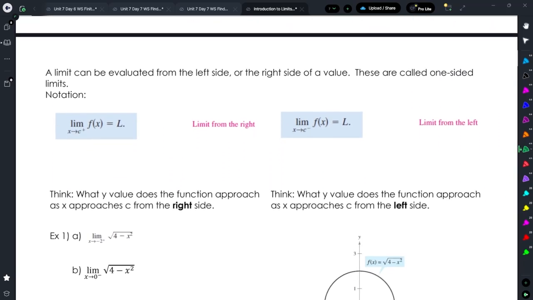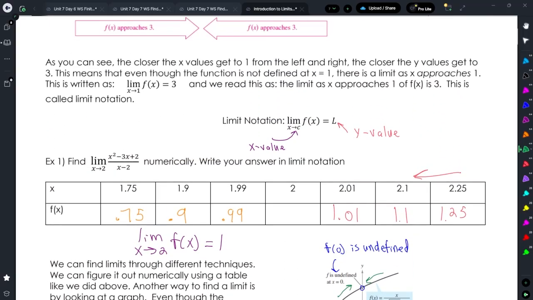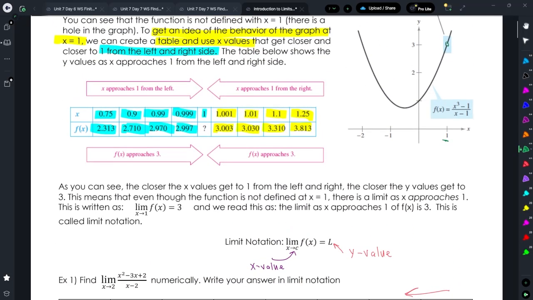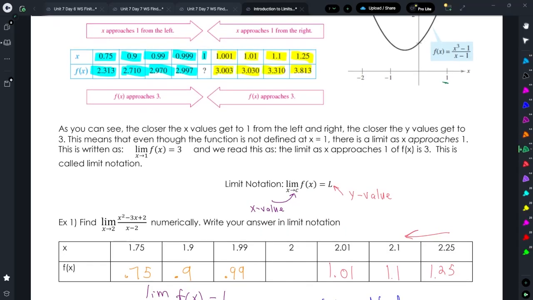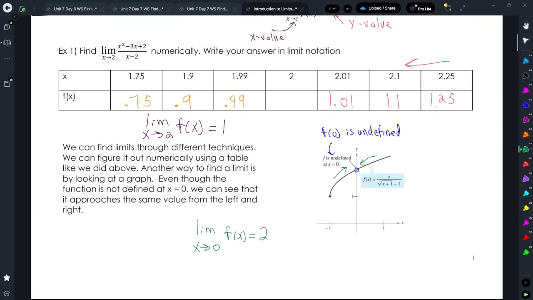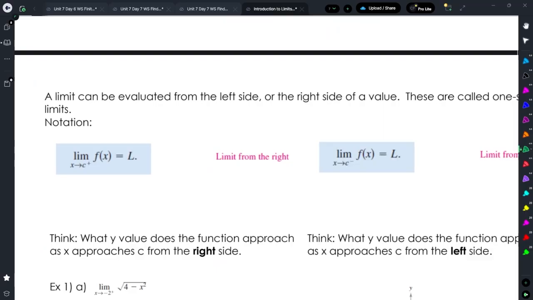So on the next page, a limit can be evaluated from the left side or the right side of a specific x value. Those are called one-sided limits. So up here in our table, we looked at these functions from the left and from the right. Graphically, we're going to start by going just from one side.